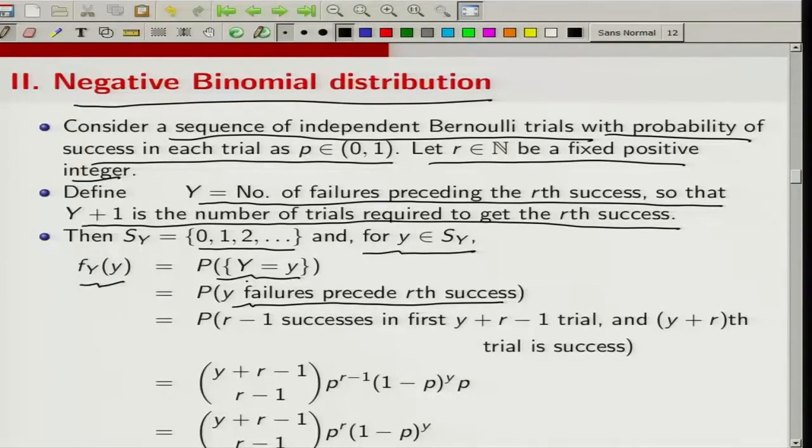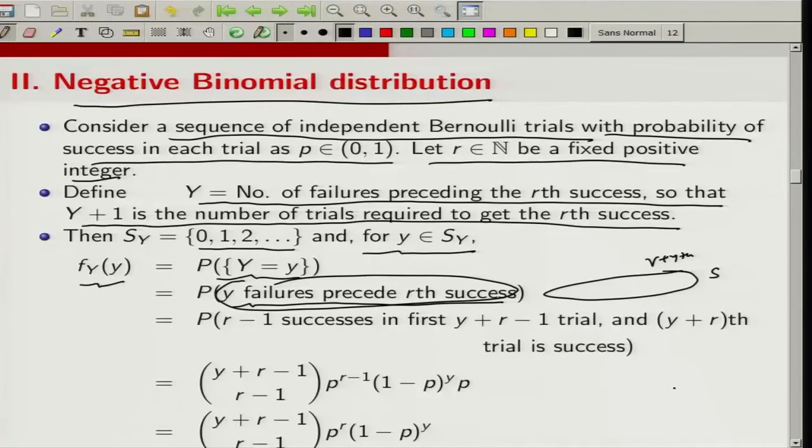So what it means is the total number of trials is r plus y, and the (r plus y)th trial is a success, and in the r plus y minus 1 trials before this success I have got only y failures. So that means r minus 1 successes and y failures. This is the same as saying the probability of r minus 1 successes in y plus r minus 1 trials, and the (y plus r)th trial is a success.